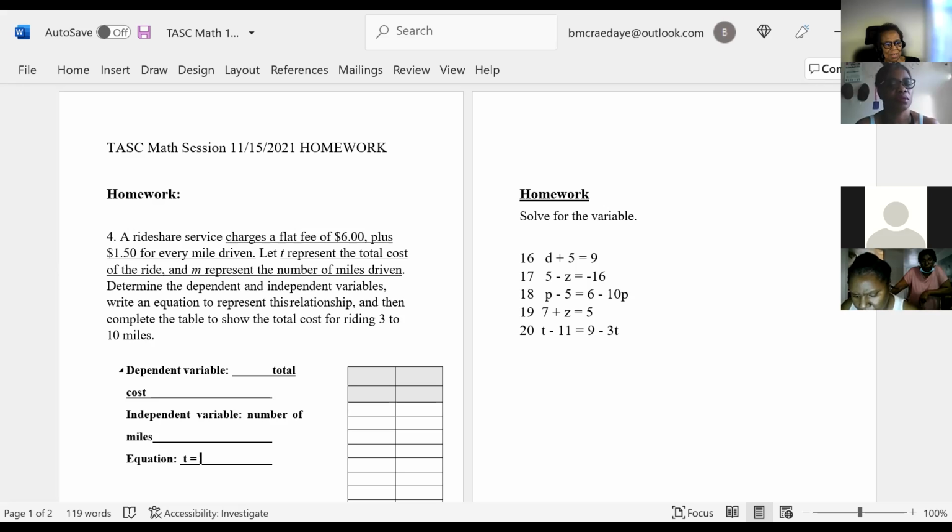Think of rate of change. Plus you have to go for every mile. So therefore, the slope is 150.